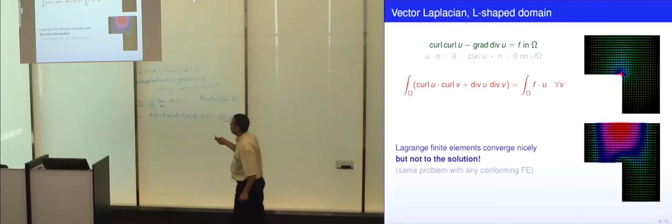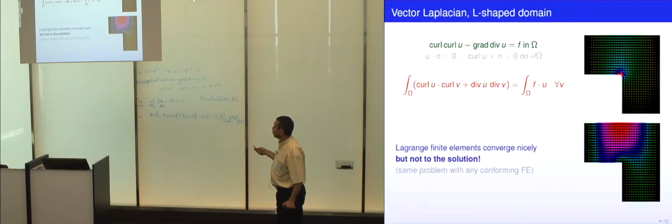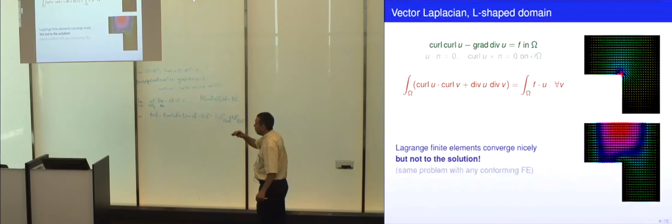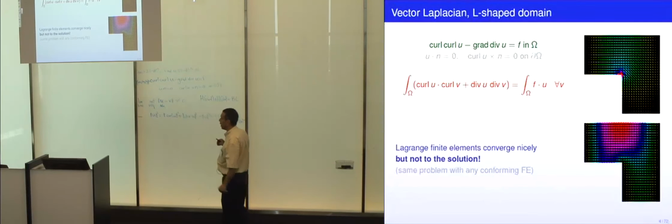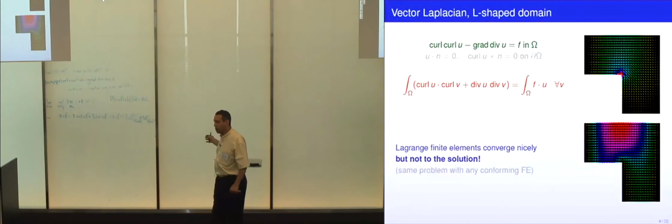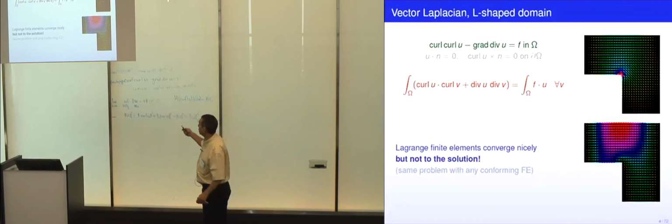How do we solve this then? What's the solution? Well, later in the course, I'll give you a mixed method where we introduce a new variable. For example, we could introduce sigma equals curl u as a new variable, write this as a system, and use appropriate mixed finite elements à la Raviart-Thomas, and we get a good method. And that's actually how this was computed.